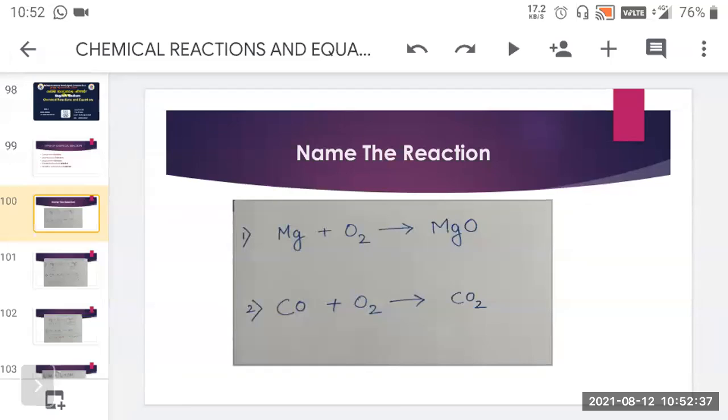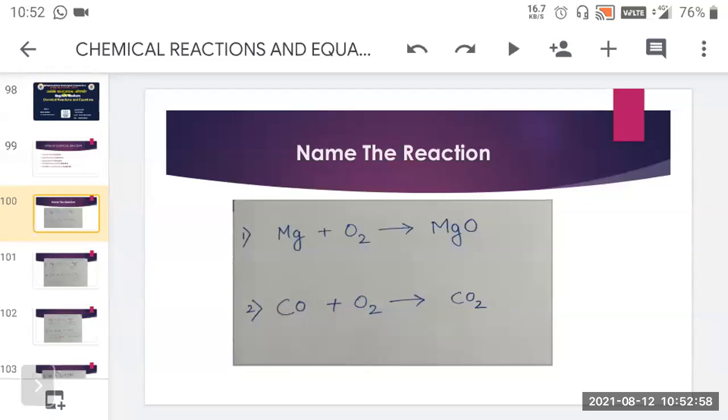Same way, CO plus O2 gives you CO2. Now here again, combination reaction. Why? Because 2 reactants are combining to form 1 product. Both these reactions are combination reactions, but they are not balanced. You have to balance them.